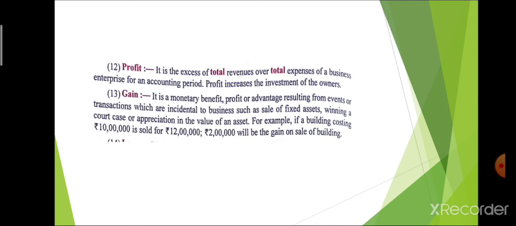The next term is gain. Gain is basically different from profit. So what is the ultimate difference between profit and gain? The difference between revenue and expense is profit, but sometimes we sell capital nature goods like sale of fixed assets, sale of machinery. So that is treated as gain.